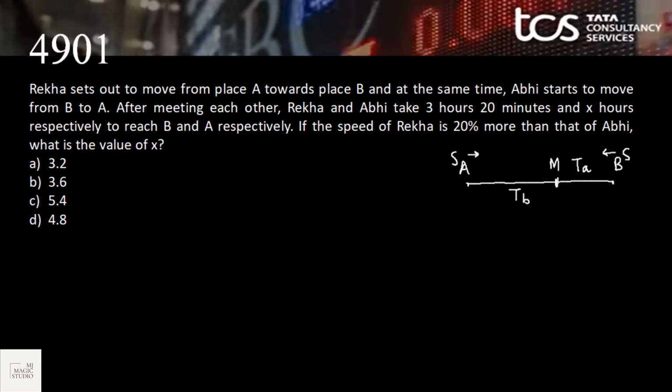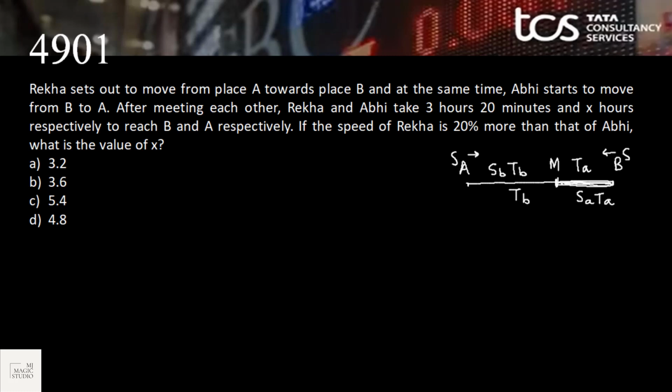We can see that this distance MB is travelled by A in time TA. That means this distance MB is SA into TA. Distance is equal to speed into time. Similarly, this distance AM is travelled by B in time TB. So this distance is SB into TB.